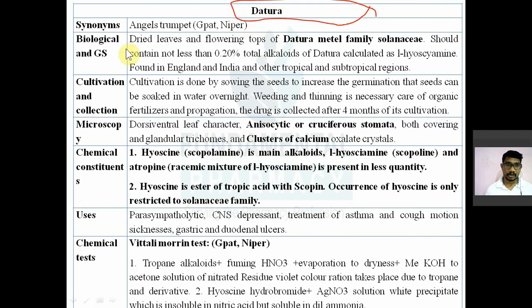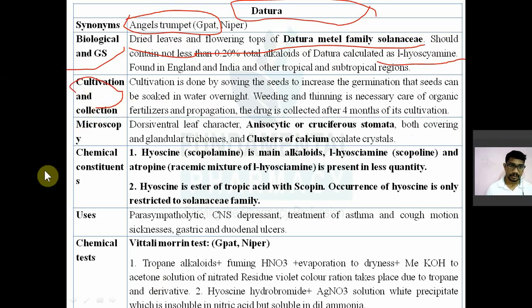Synonyms: Angel's trumpet. Biological and geographical source: it is the dried leaves and flowering tops of the plant Datura metel, family Solanaceae. It should contain not less than 0.20% of total alkaloids, calculated as L-hyoscyamine. It is found in England, India, and other tropical and subtropical regions. Cultivation and collection are not very important, leave it.